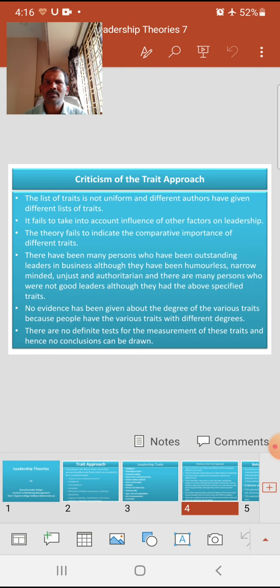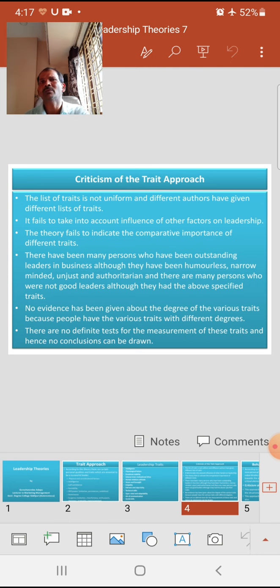There have been many persons who have been outstanding leaders in business, although they have been humorless, narrow-minded, unjust, and authoritarian. In the same manner, there have been many persons who are not good leaders, although they had the specified traits which we have discussed earlier. No evidence has been given about the degrees of various traits because people have the various traits in different degrees. There are no definite tests for measurement of these traits and hence no conclusion can be drawn from these.